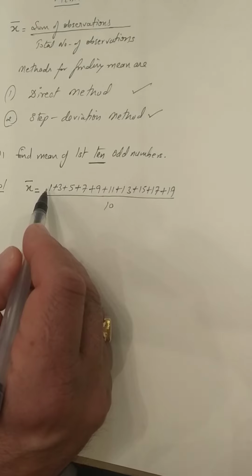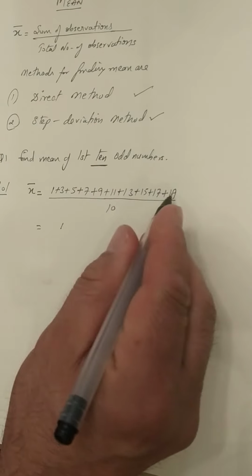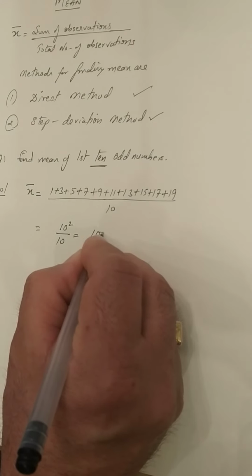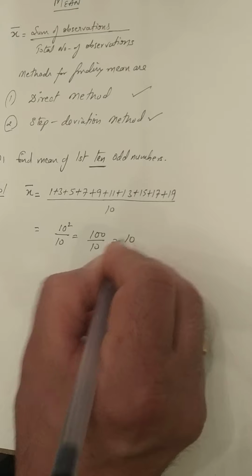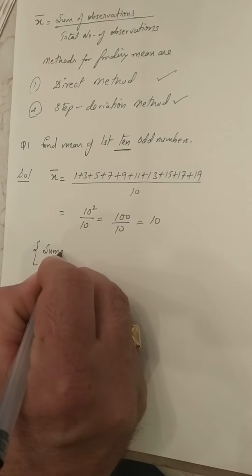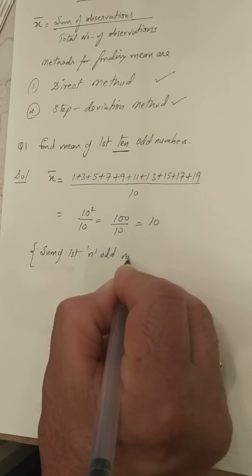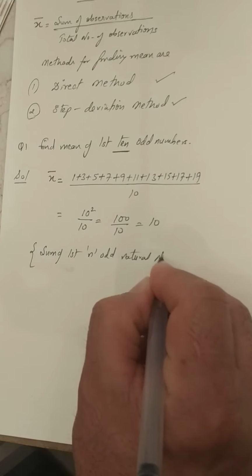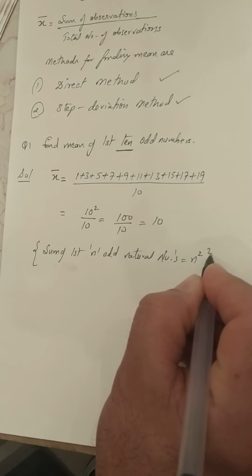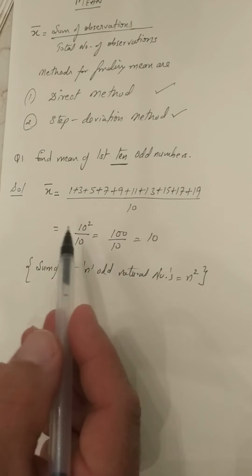You can check your answer by adding these 10. The sum of these first 10 odd numbers will be equal to 10 square, divided by 10. That is 100 divided by 10. So the mean is 10. Because we have a very important result: the sum of the first n odd natural numbers, remember, is always equal to n square. You can verify your answer by just going with the total of this, it is coming out 100.